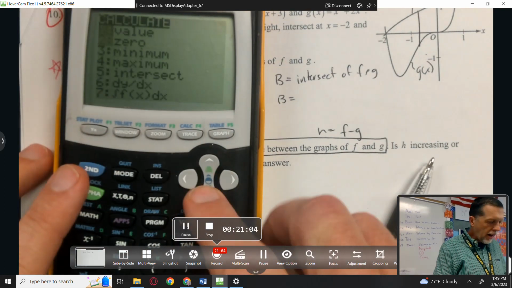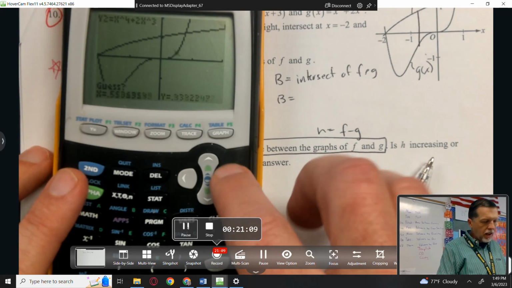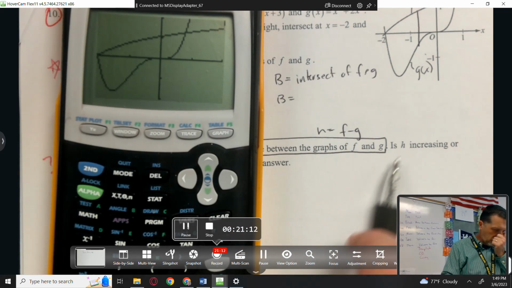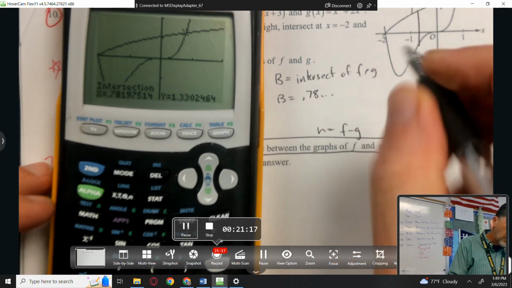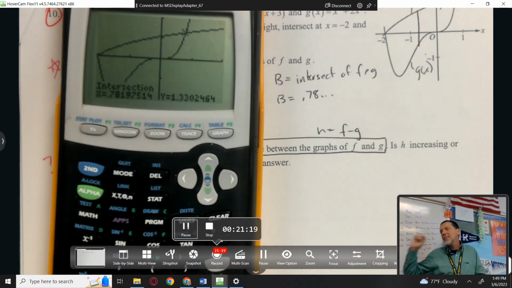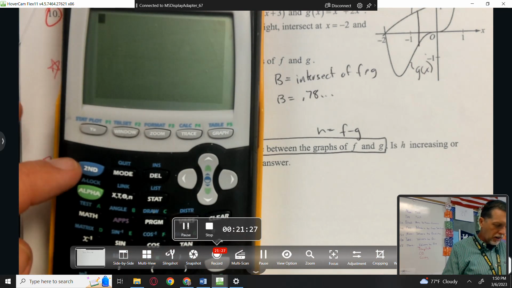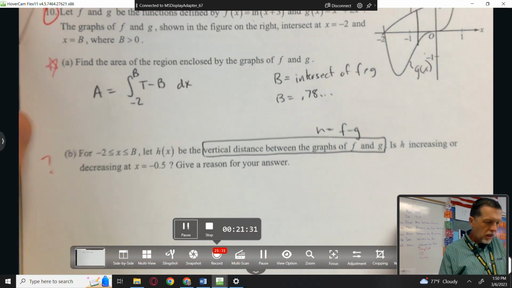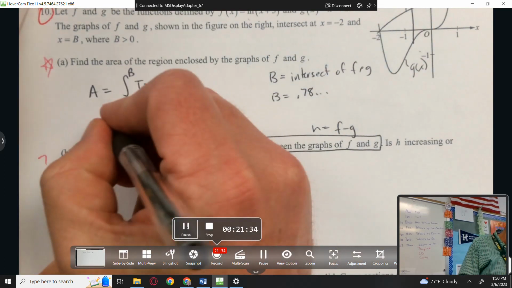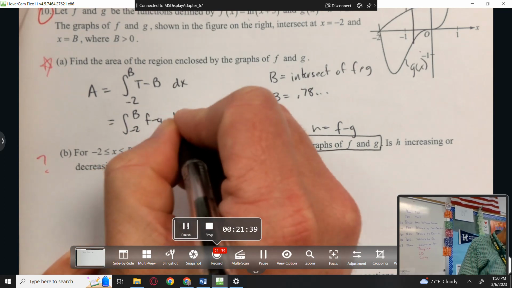So second calc, intersect, first curve, second curve, guess, let's get over here, 0.78197. When you put the ... that means that you know there's more, you're just storing it in your calculator. You don't even have to tell them you're storing it, it just means, hey, I know there's more there. So store that as b. And so now I'm ready to integrate -2 to b of f minus g dx.